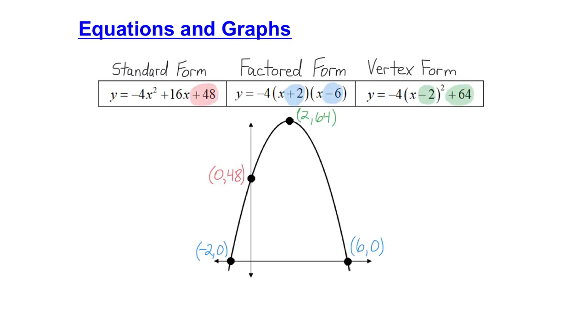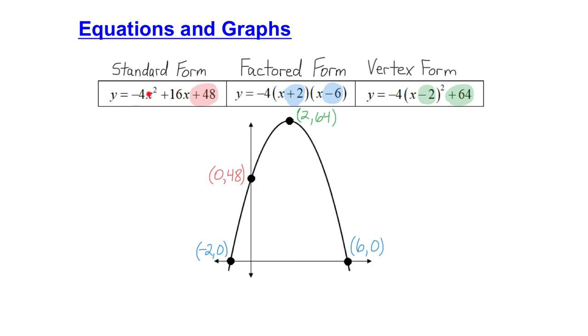Now the numbers in the equations tell us locations of key points on the graph. If we look at the standard form, the constant term in the equation tells us where the y-intercept is. In the factored form, the numbers in the factors give us an indication of where the x-intercepts are. And in the vertex form, these numbers that I've highlighted indicate the location of the vertex.